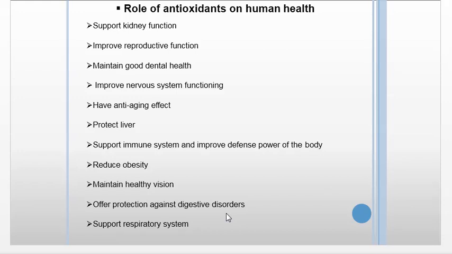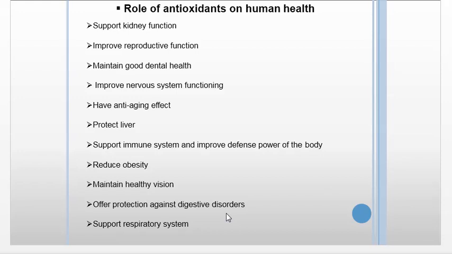But about the role of the antioxidants in human health. Now I will list all the roles. Support kidney function, improve reproductive function, maintain good dental health, improve nervous system functioning, have an anti-aging effect, protect the liver, support the immune system, and improve the defense power of the body. Reduced obesity. You know that obesity is now a very actual problem in our time, and obesity can cause many diseases. Maintain healthy vision, offer protection against digestive disorders, and support the respiratory system.